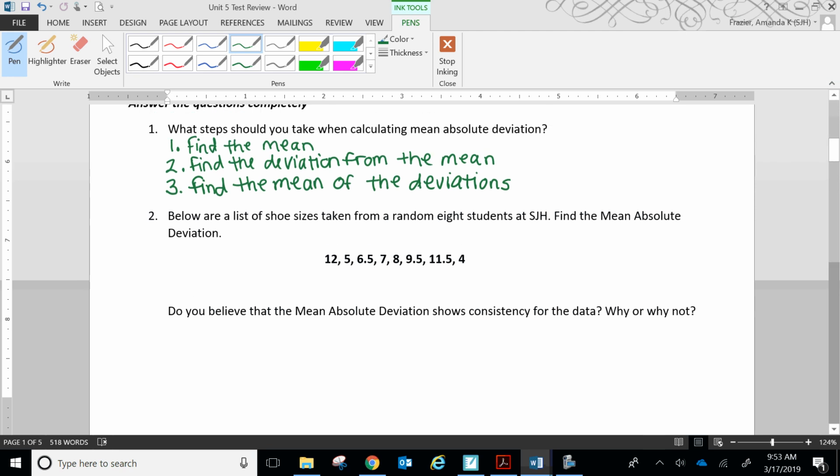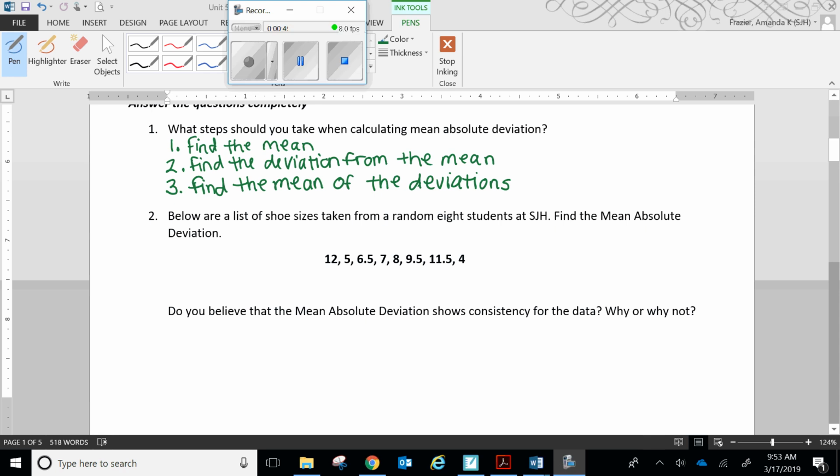So our first step in calculating mean absolute deviation is to find the mean of the data. Looking at number 2, it says below are a list of shoe sizes taken from a random 8 students at SJH. Find the mean absolute deviation. So we're going to start by finding the mean by adding all the numbers and dividing by how many there are. So I'm going to start by adding all my numbers.